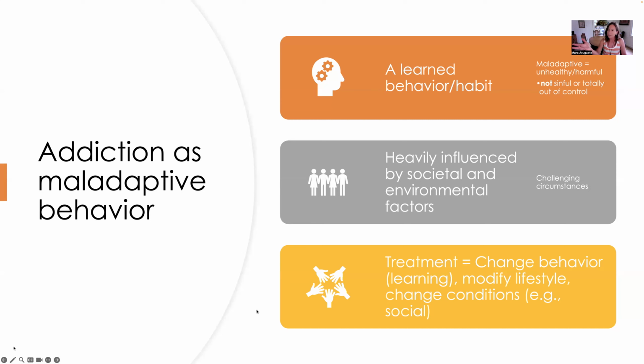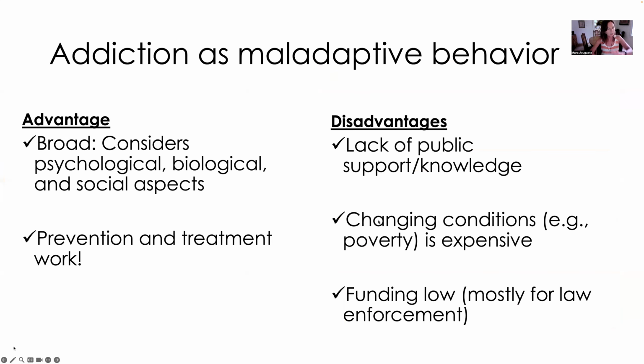In terms of the treatment, you change behavior. You do some different learning. So you learned this habit, and now we're going to unlearn this habit. We're going to learn other habits, and that requires modifying one's lifestyle and changing the conditions and changing, for example, your social environment, your physical environment, things like that. So let's talk about some of the advantages and disadvantages of the addiction as maladaptive behavior perspective.